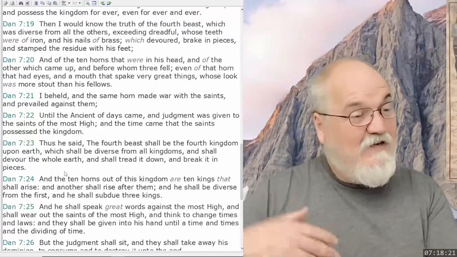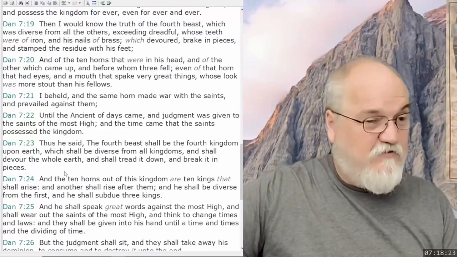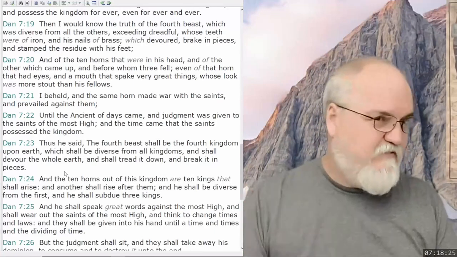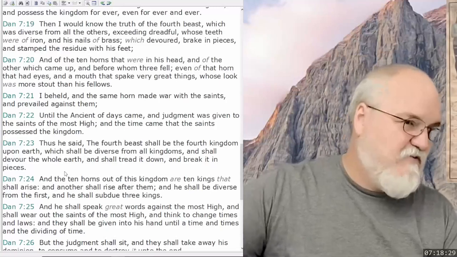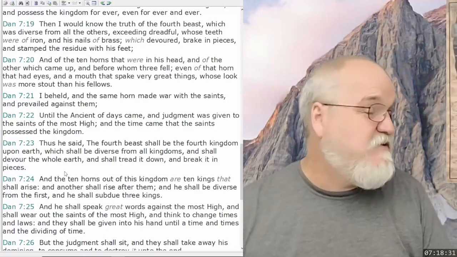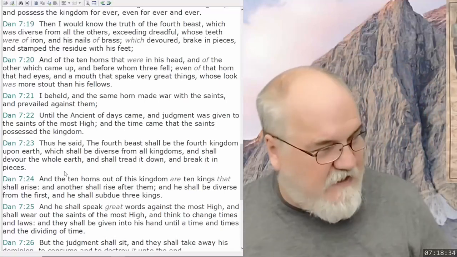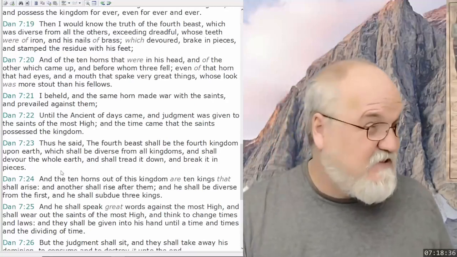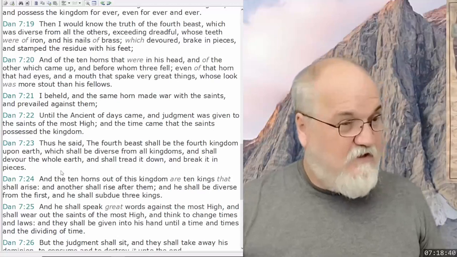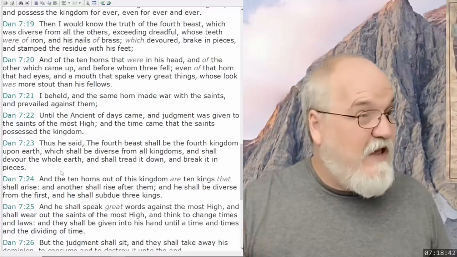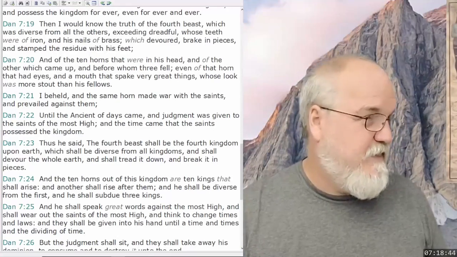Right? So again, it's talking about something future. Ten horns out of his kingdom are ten kings that shall arise, and another shall arise after them. So you can see in the explanation, it's going to be in the incompleted tense because it's still future. But in the vision itself, it's going to be wherever that prophet is brought to.